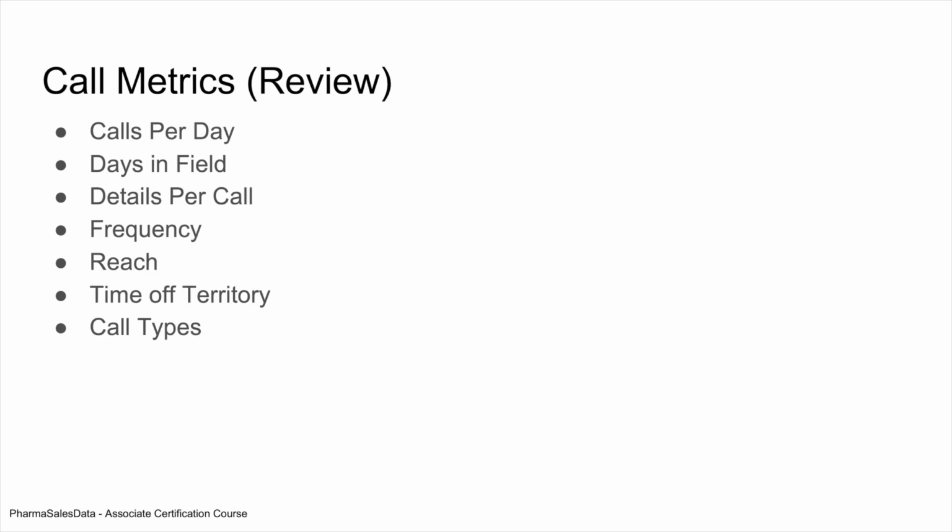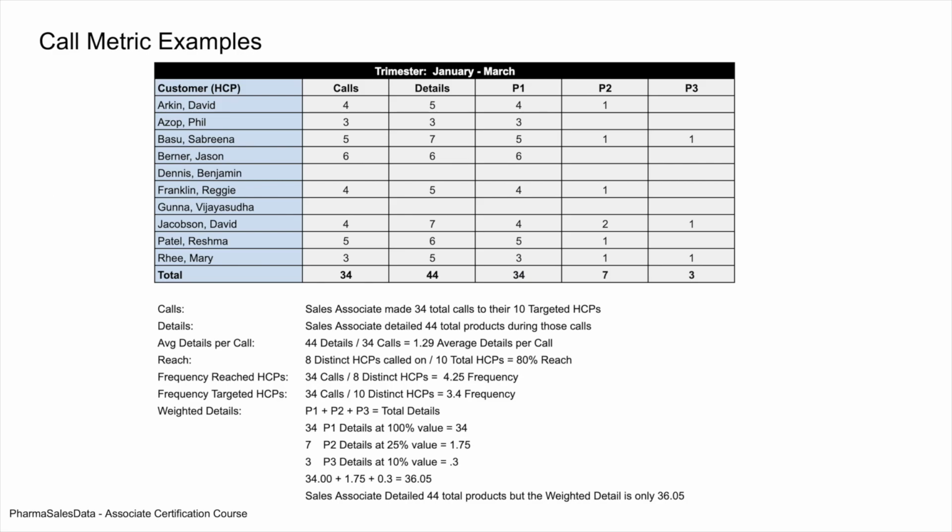We're just going to review call metrics real quick again because it's very, very important to understand how call metrics play a major role in your targeting and alignment process. So we discussed this before. Your calls, as you can see here, you have your total calls based upon your customers is 34 total calls based upon these 10 customers. You had 44 details. You detailed 44 products on these 34 calls. You detailed 34 products in the P1 position, 7 in the P2, and 3 in the P3.